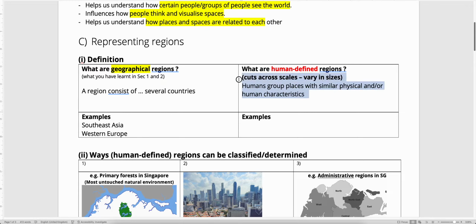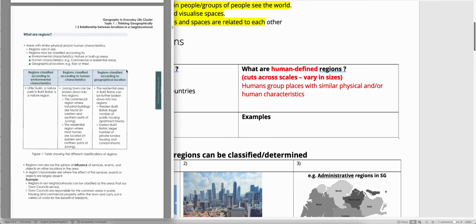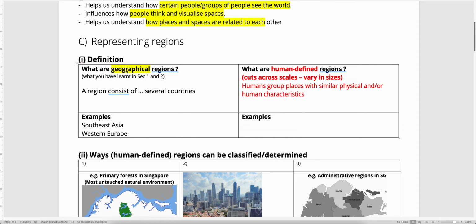Okay, so there's this new region that we learn. When we say region, most of the time we mean geographical region. But today what we're looking at is this human-defined region. That means humans may group certain places together and then consider them as one region. Maybe to be more accurate, humans group different areas.